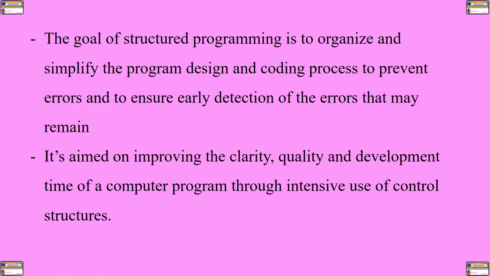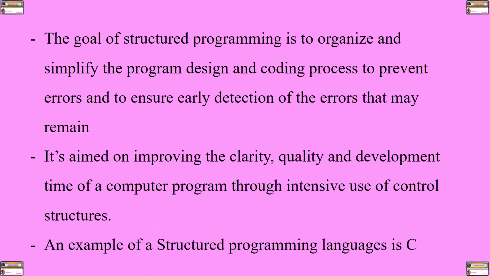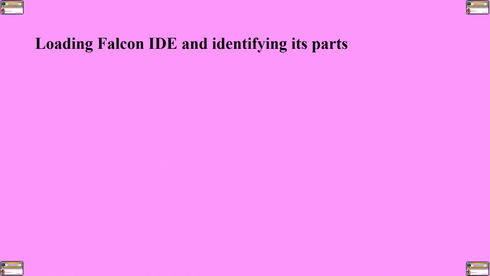It is aimed at improving the clarity, the quality and development time of a computer program through intensive use of control structures. An example of a structured programming language is C, and that is the language that we're going to be using to write our instructions throughout the series of 29 parts of videos.